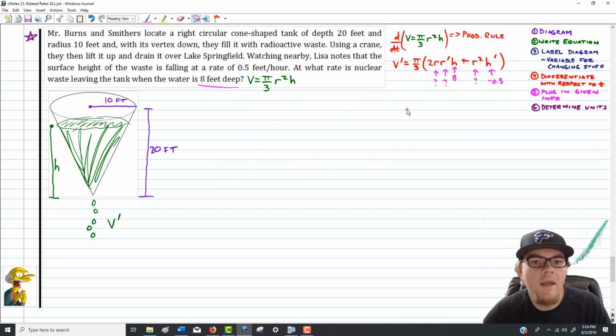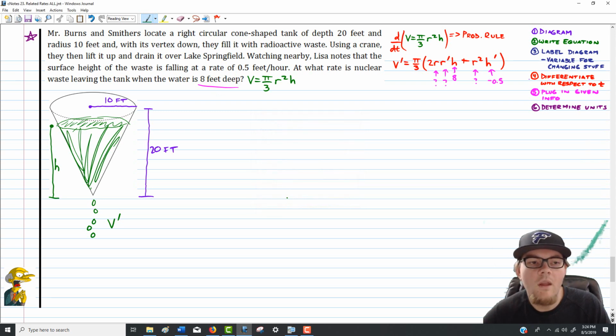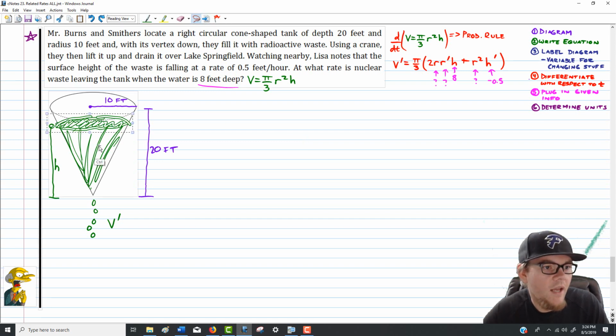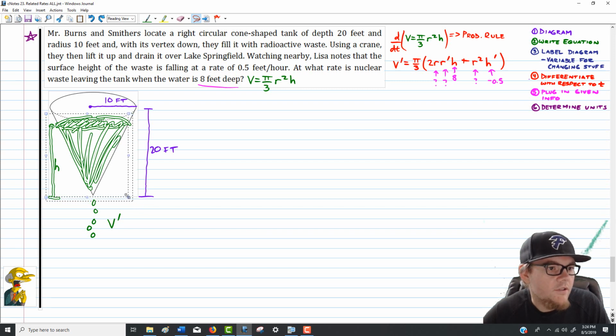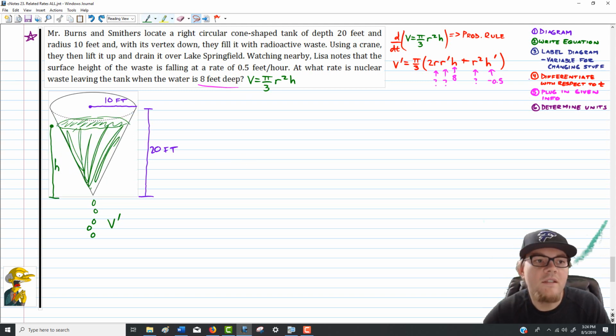Instead, let's take advantage of the fact that these cones, the full-sized one and the cone of radioactive waste, are proportional to one another. Before we start using our full equation, we should take into account that R and H are always connected. Looking at our picture one more time, as H gets smaller, so too does the radius, and they maintain that proportion the entire time.